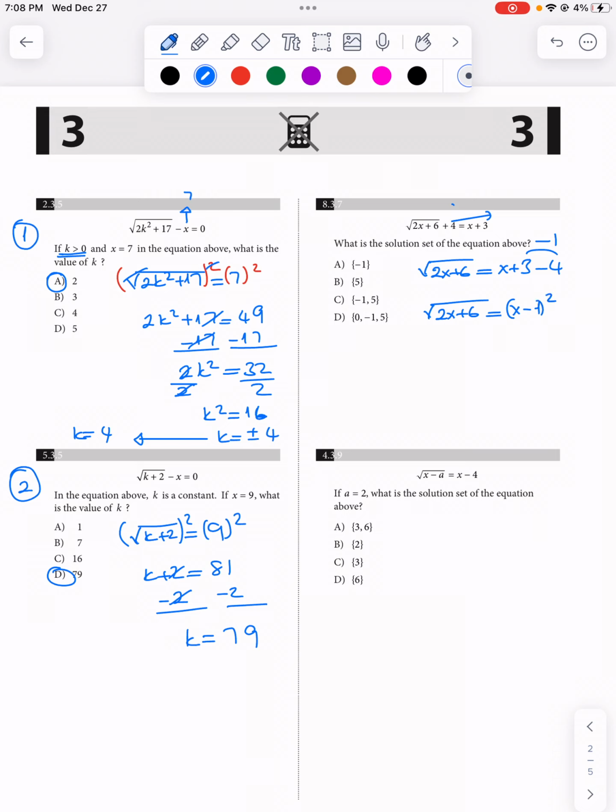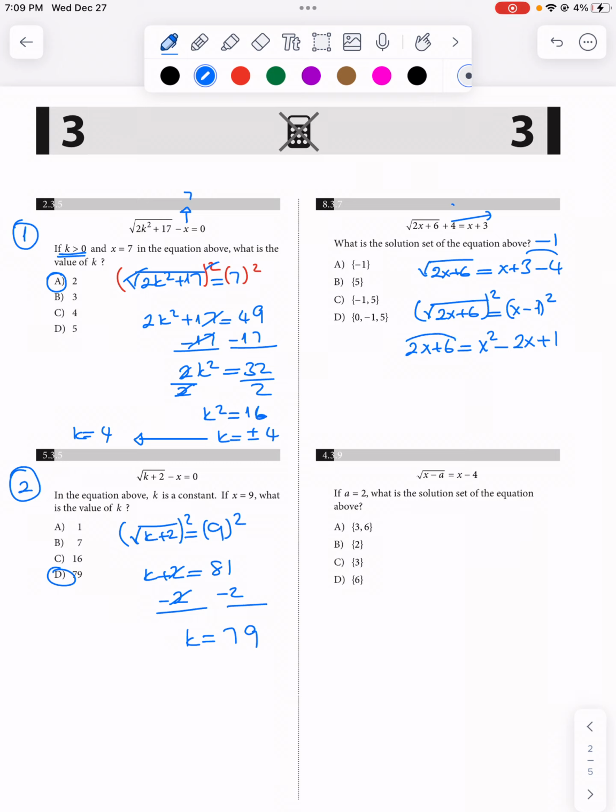We take the square of both parts and remove the radical sign. 2x plus 6 is going to be equal to x minus 1 squared. This is the way how you can take the square of this expression. Square of the first term, which is x squared, then minus 2 times first term times second term, which is 2x, and then square of the second term, which is 1 squared, 1. And then I'm going to, guys, combine all terms on the right hand side.